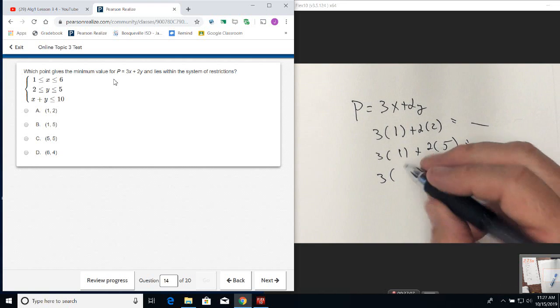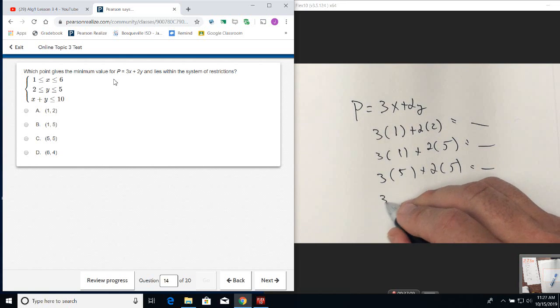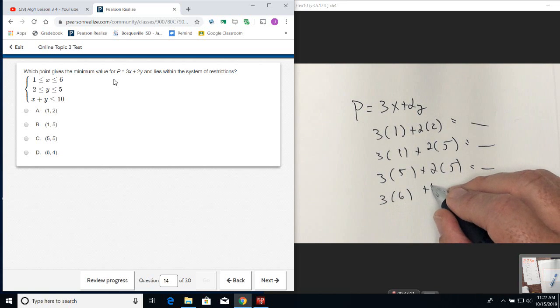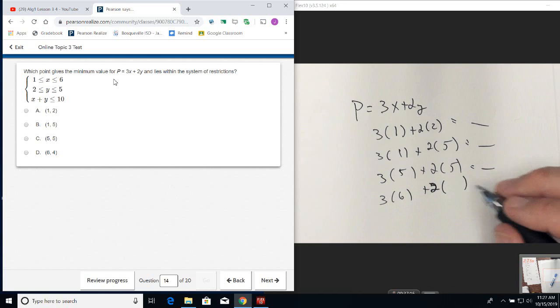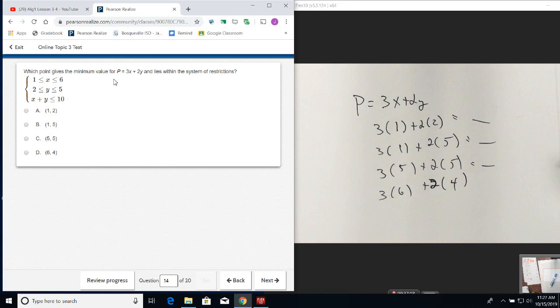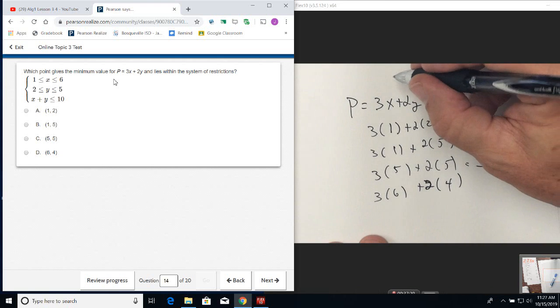So what if x is 5 and y is 5? And then 3 times 6 plus 2 times y, which is 4. And just figure out which one's the smallest, right? Because I want to minimize this.